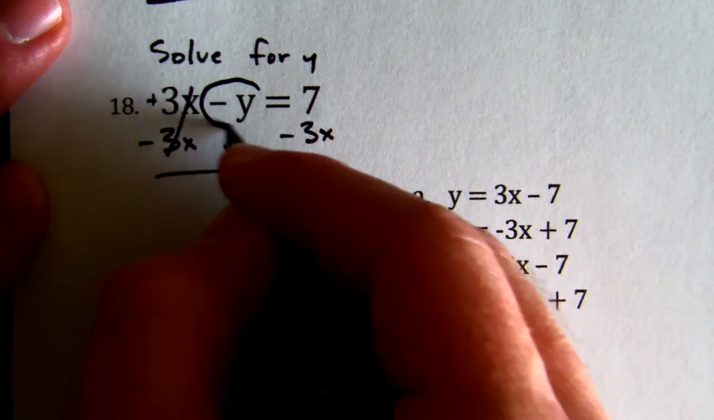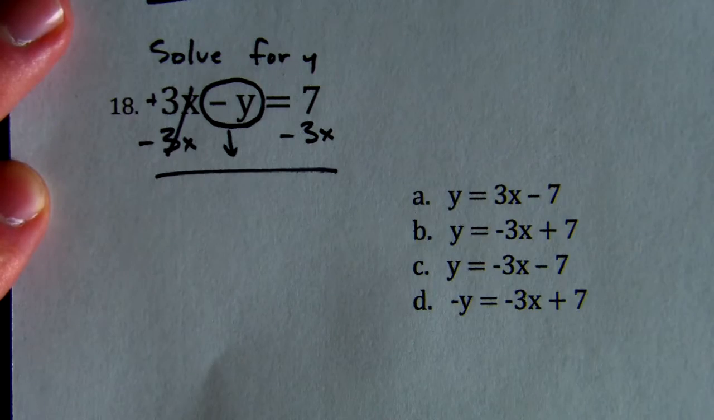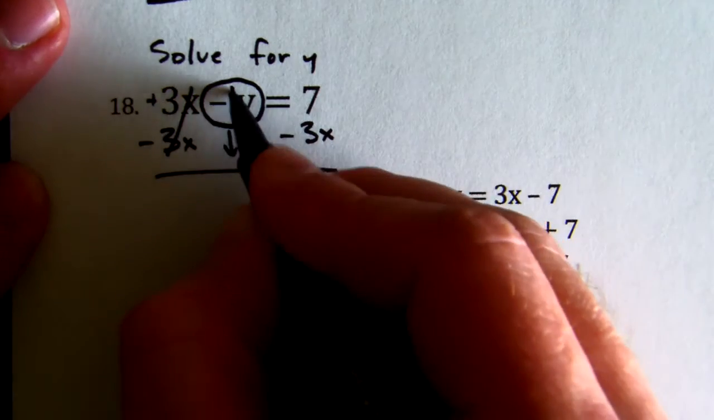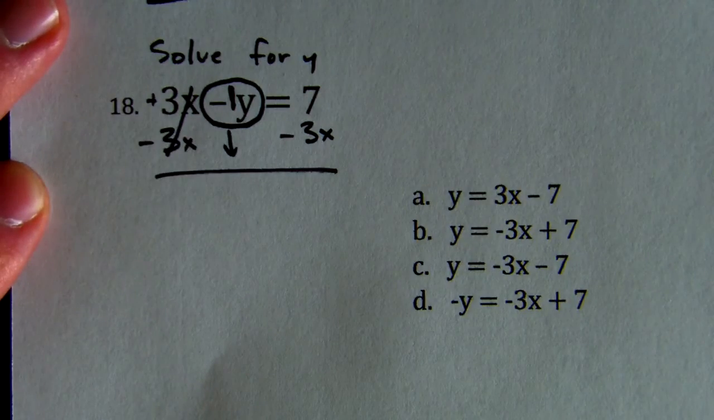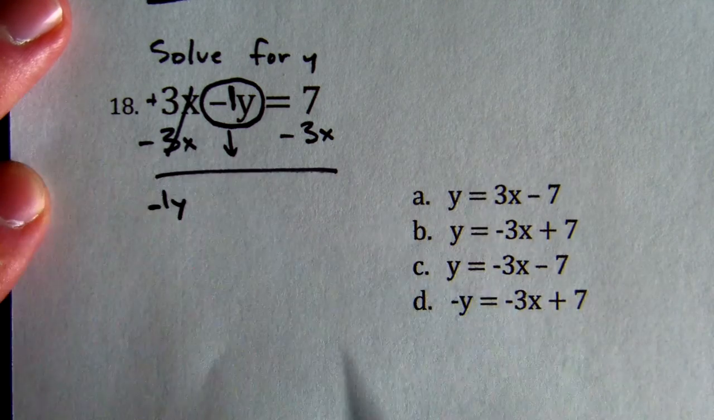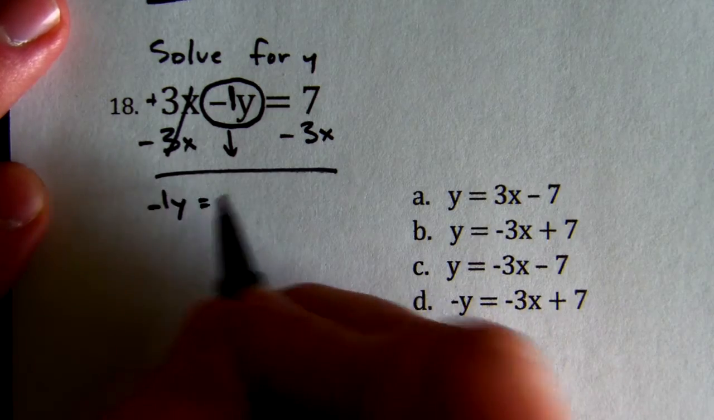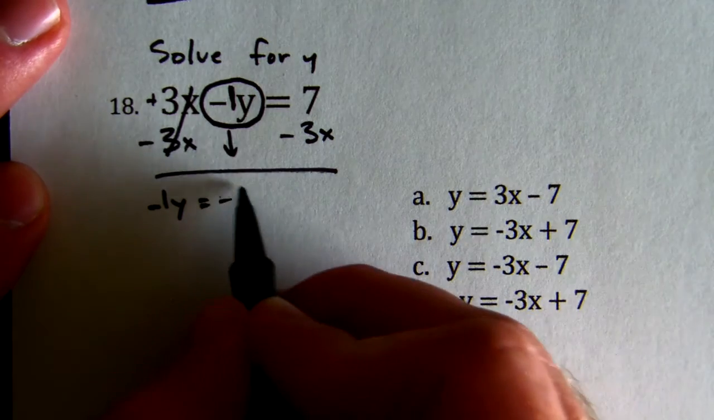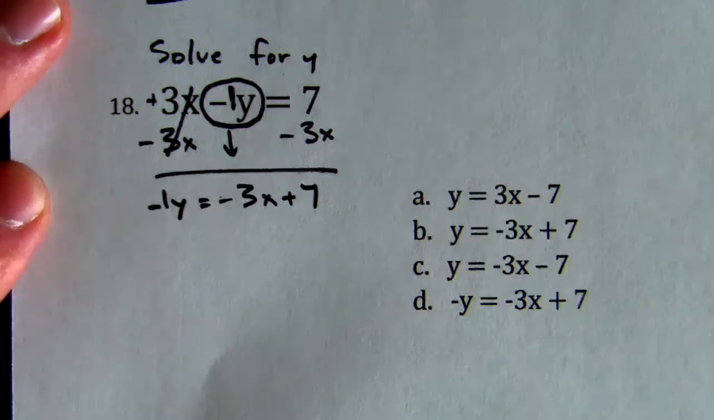We have to drop this whole thing, including the negative out front. Now, if we look at this, there's a negative 1. It's a negative 1y. So we really have to pay attention when it's just negative y. We've got to drop the negative in front to make it negative y. And if you want to write the 1, that's fine. Equals, and I'm going to put the x in front, negative 3x plus 7.